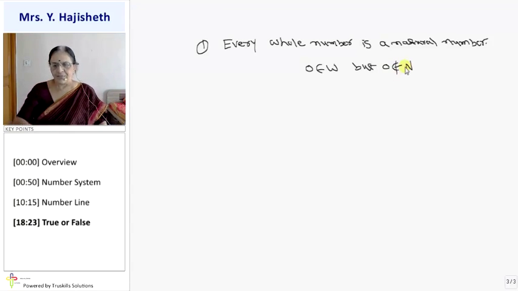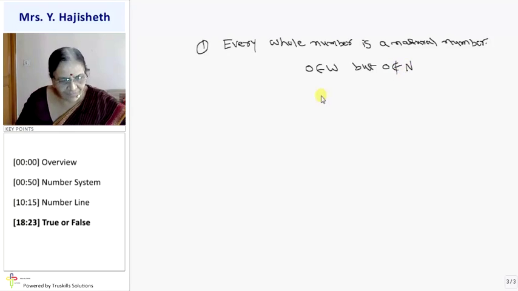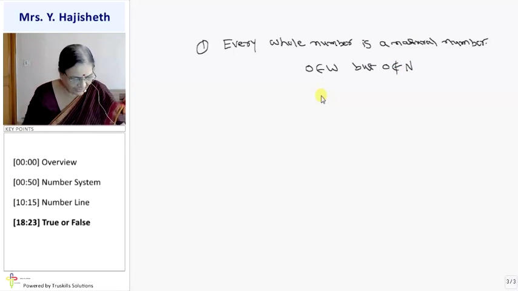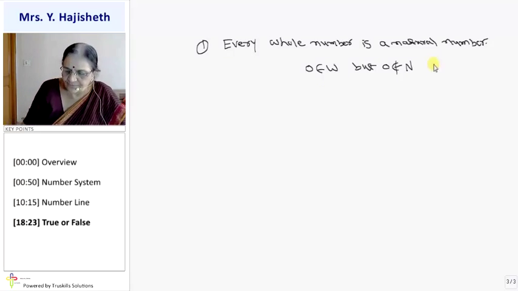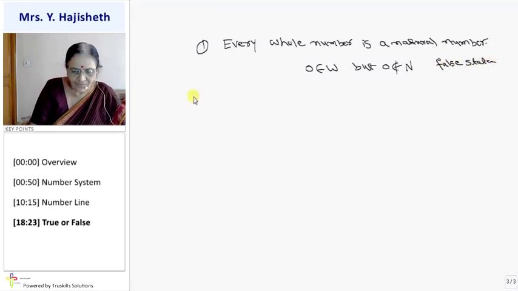0 is a member. This symbol belongs to means member of. 0 is a whole number, but 0 is not a natural number. So this statement is false. False statement. Clear? Now the second question I am asking you.